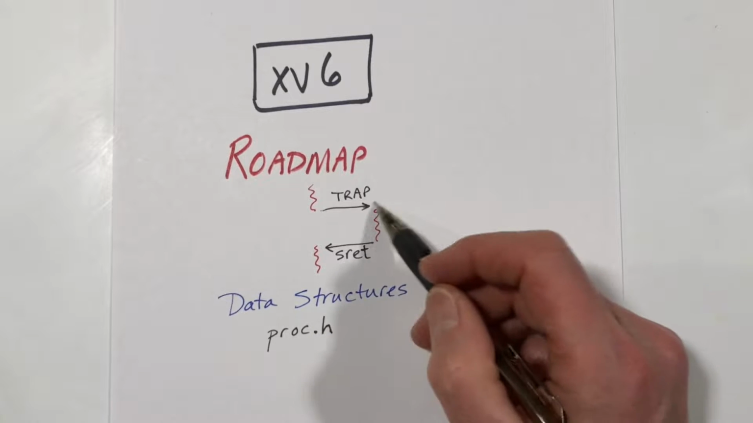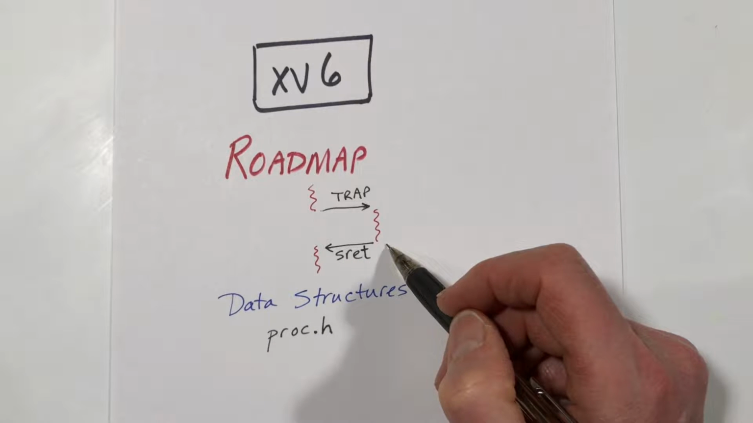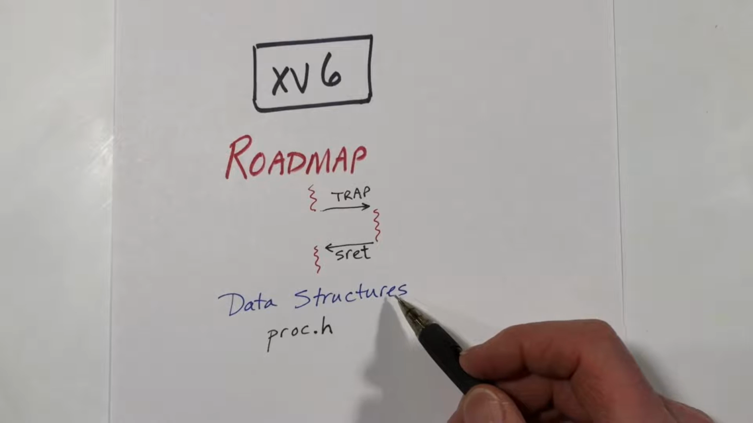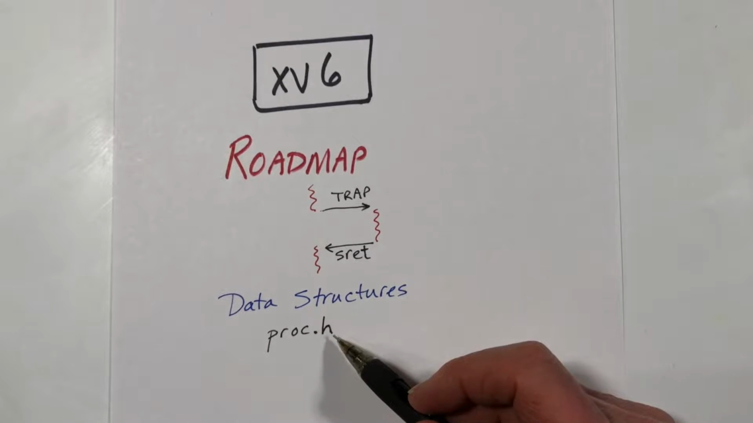In this video, I'm going to talk about what happens when we're in kernel mode. I'll talk about the data structures in particular, and I'll do a code walkthrough of the proc.h file.